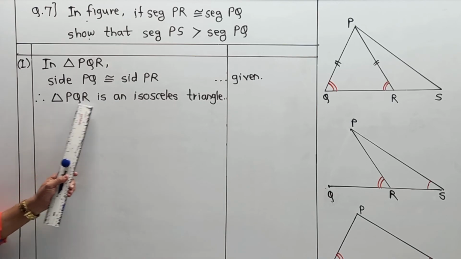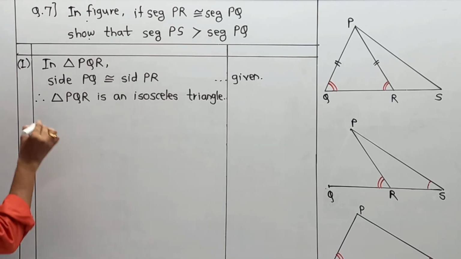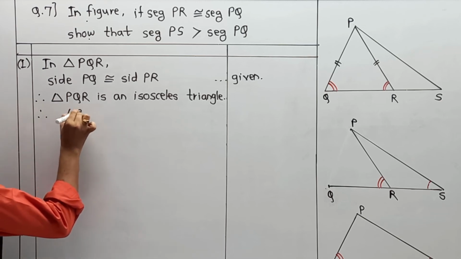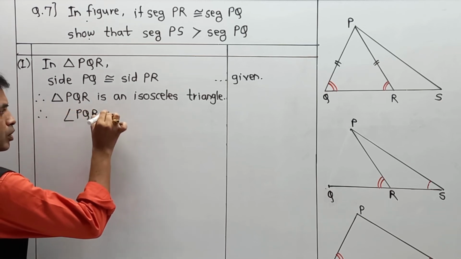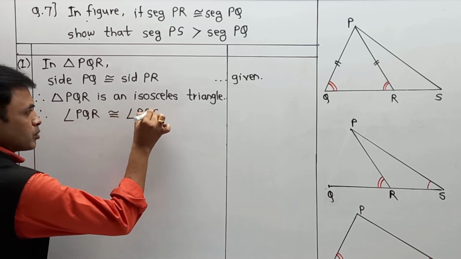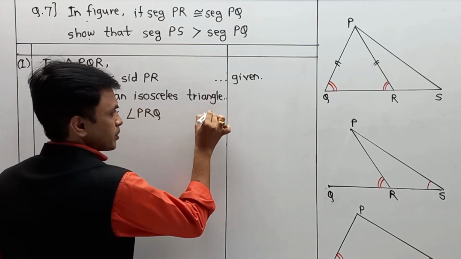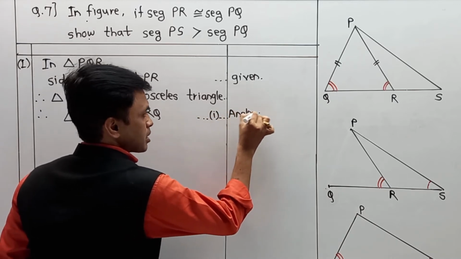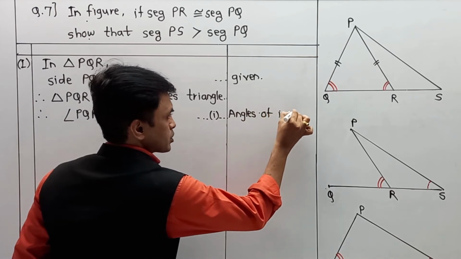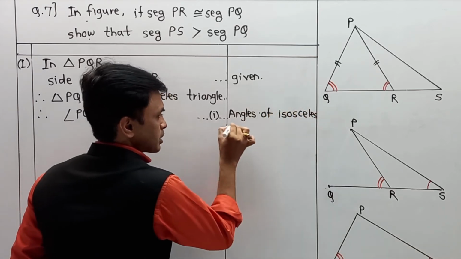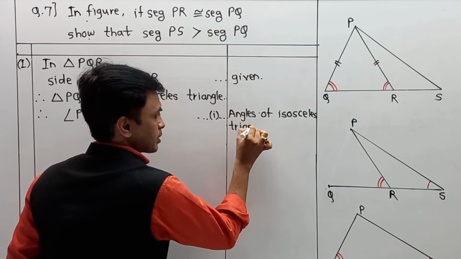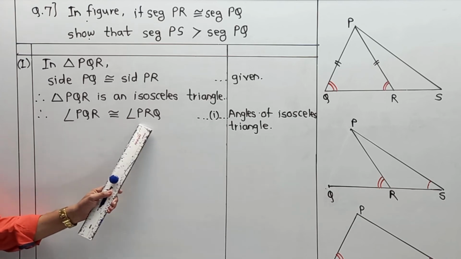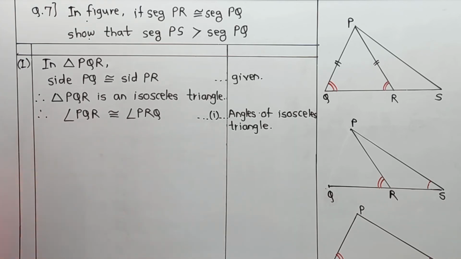Now here the part is triangle PQR is an isosceles triangle. Therefore we can have a part about angle, that is angle PQR is congruent to angle PRQ. I am going to give it as equation 1 and reason: angles of isosceles triangle. Now after completing the part of isosceles triangle, we are entering into the property of exterior angle.